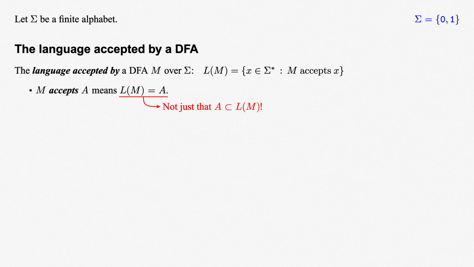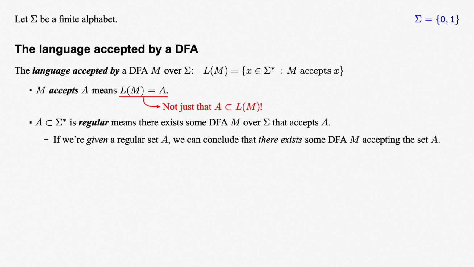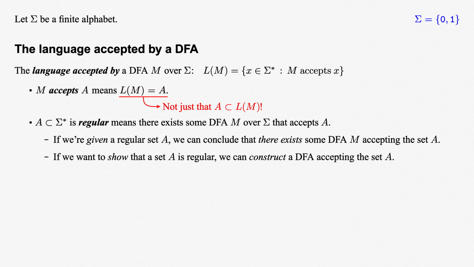This connection, that each DFA M over sigma gives us a subset L of M of sigma star, distinguishes certain subsets of sigma star as special. We call a subset A of sigma star regular if there exists some DFA M over sigma that accepts it. This definition directly tells us how to logically handle the statement that a set A is regular. If we're given a regular set A, we can conclude that there exists some DFA M accepting that set.